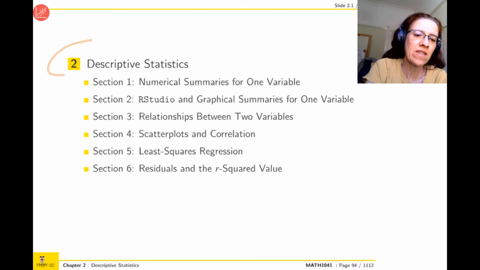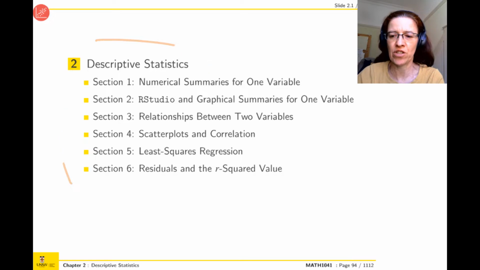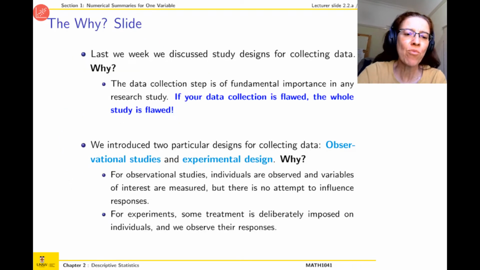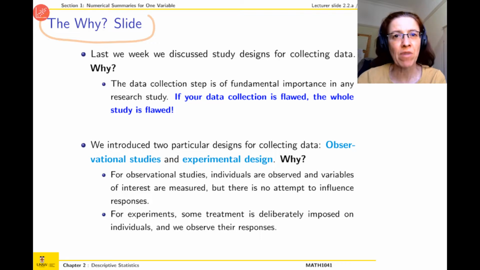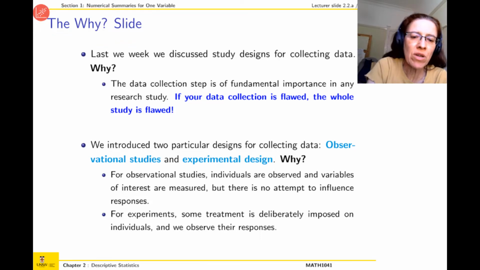Chapter 2 is Descriptive Statistics, and we will go through all of these sections. Before we do this, let's go through the why slides, which explain the rationale behind what we did last week. So last week we discussed study design for collecting data.